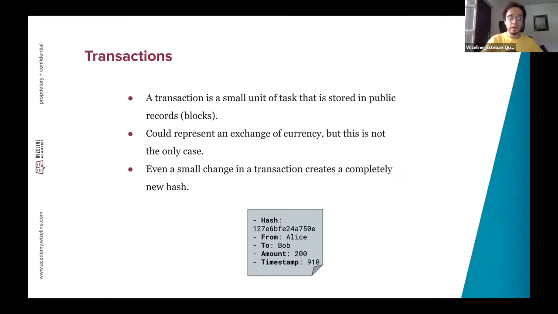So as I mentioned before, if you try to change information of a block, it will change the hash of the block. But this also applies for the transactions, because each one of the transactions has a hash and also has information related to the persons who send the transaction and who receive it, and also information like the amount of, and in this example, an exchange of currency. So it says the amount of currency sent, and also the timestamp, which refers to the time the transaction was created.